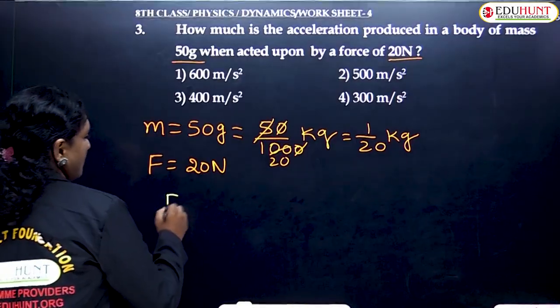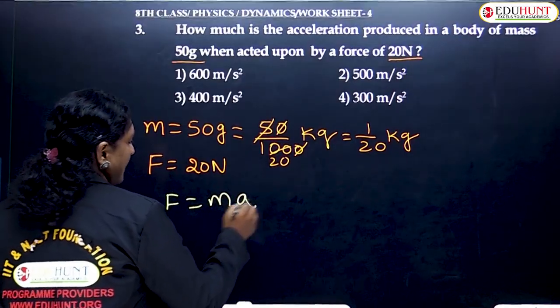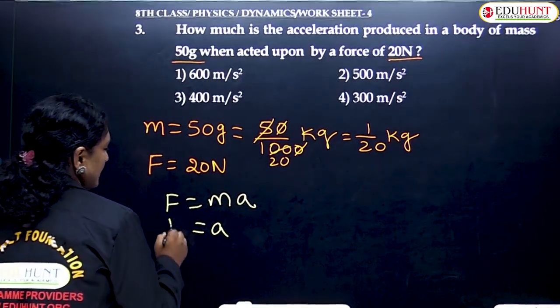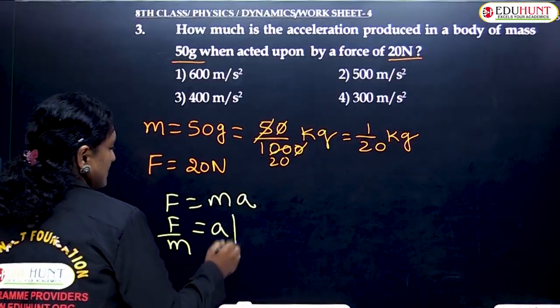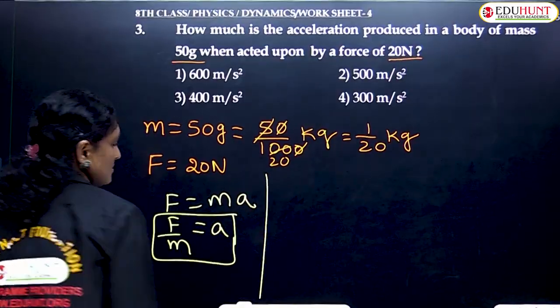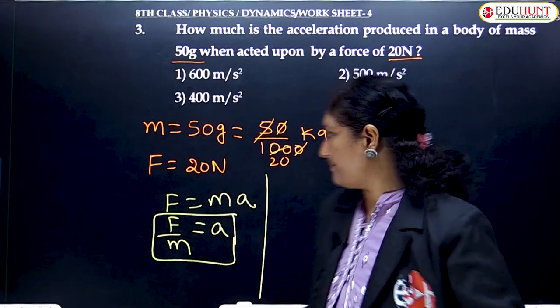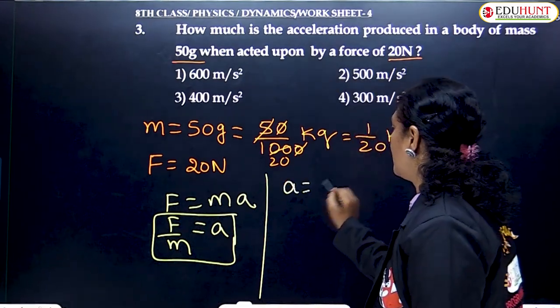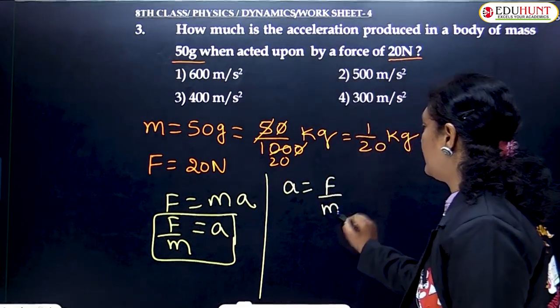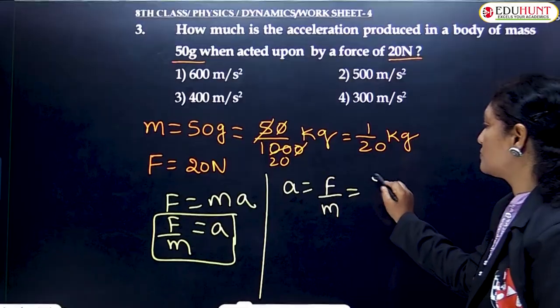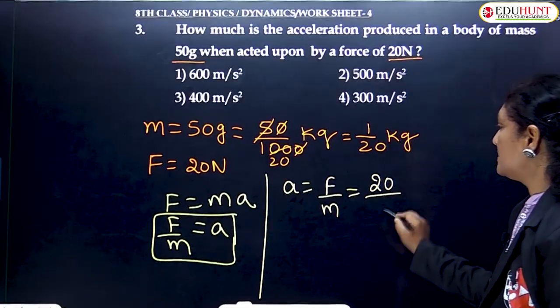Acceleration. Children, we know the formula. F is equal to ma, or a is equal to F by m. What is the formula? A is equal to F by m. So a is equal to F by m. How much is the force? 20 Newton.